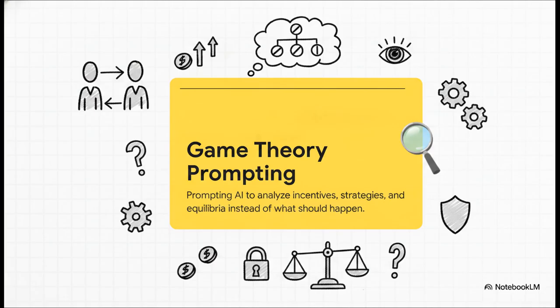Why does this matter so much? Well, because standard prompting lets the AI take the lazy route. By forcing it to map out these specific game-theoretic elements, you yank it right out of simple reactive mode. It forces a massively deeper, richer, and just way more realistic analysis.